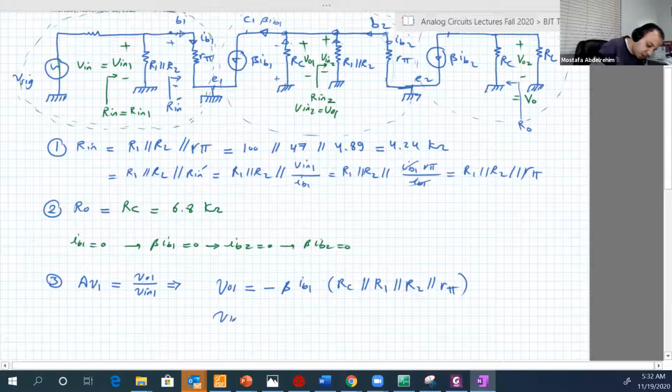And what is V input 1? V input 1 is the voltage across R1 parallel R2 or R pi, which is actually IB1 R pi.